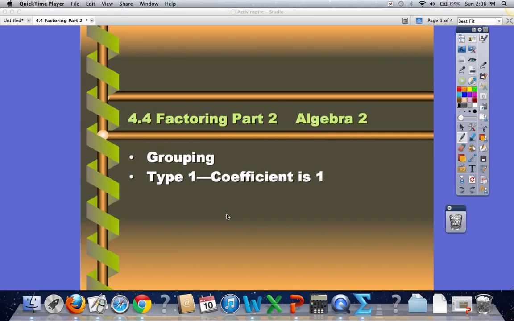Alright, today we're going to do 4.4 factoring part 2. This is going to involve grouping and type 1 where the coefficient is 1. I really like teaching this section of factoring. I like all of factoring, but I think this is really fun. Once you learn the rules, it goes very, very fast and you become very efficient with it. It just takes a little bit of practice and memorizing the rules of the signs. Alright, so let's get going.